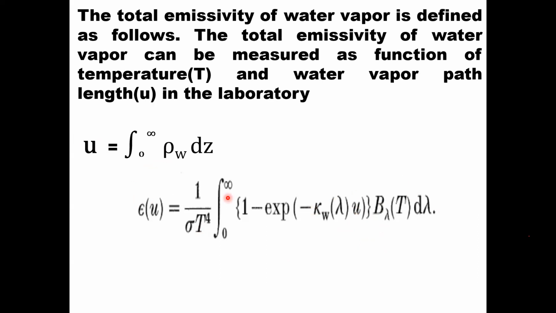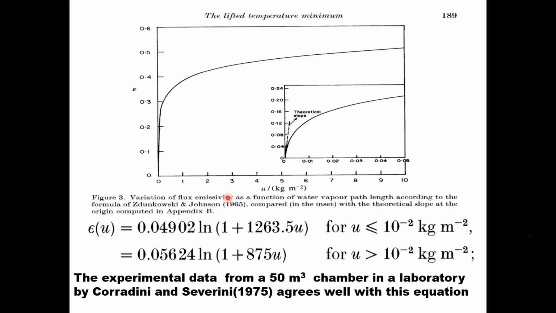But we can go to the laboratory and measure this quantity. Okay, so this has been done. And so here is data showing how emissivity of water vapor varies with path length from 0 to 10 kg per meter squared. But our interest is in the region very close to the origin, because we are very close to the ground. So our path length is very, very small, somewhere here. Okay, so near the ground, there's a sharp variation, and then it is logarithmic.